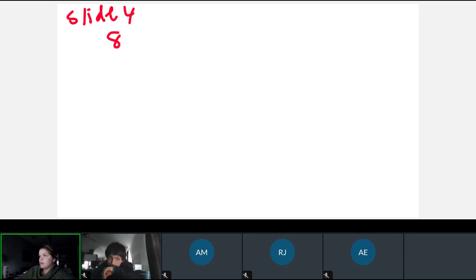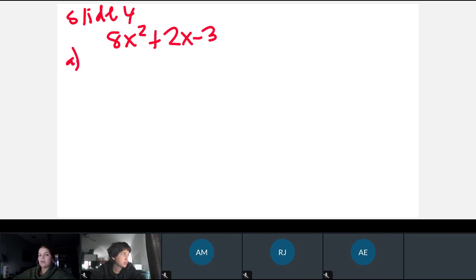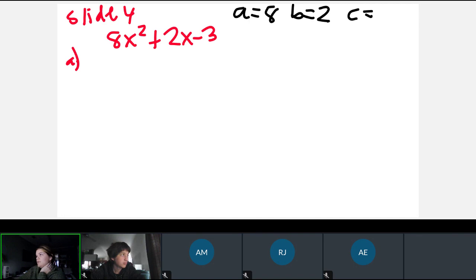Okay, so let's consider the equation 8x squared plus 2x minus 3. Part A says to write the factored form. In this case, A is greater than 1, so we're going to have to use the asterisk method. To use the asterisk method, I have to know what A, B, and C equal. So A is 8, B would be 2, and C would be negative 3.